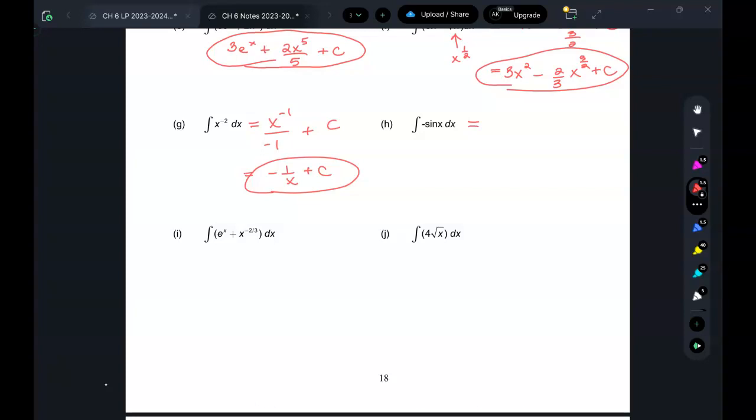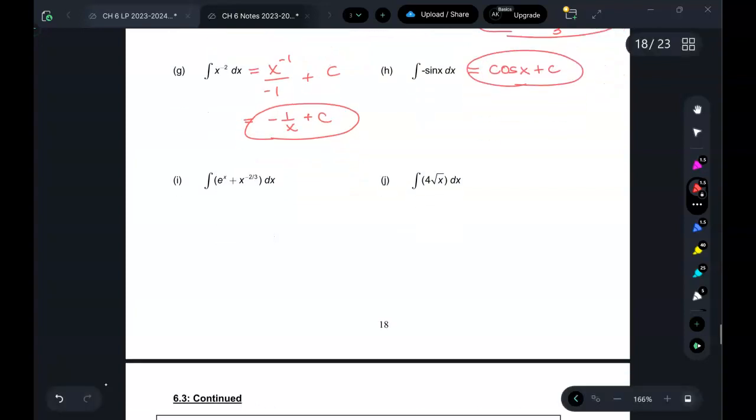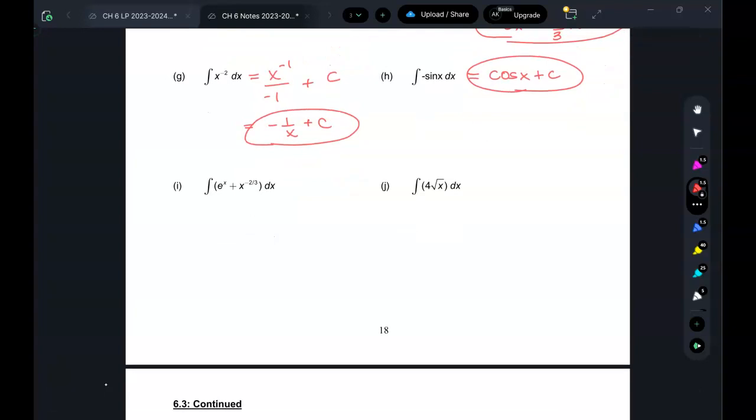Sometimes with the trig, the hardest part is just remembering the positive and negative signs, because we can get those confused with derivatives. So just remember to check. You can always take the derivative of your answer to make sure you get back your integral. Okay. Integral of negative sine x cosine.